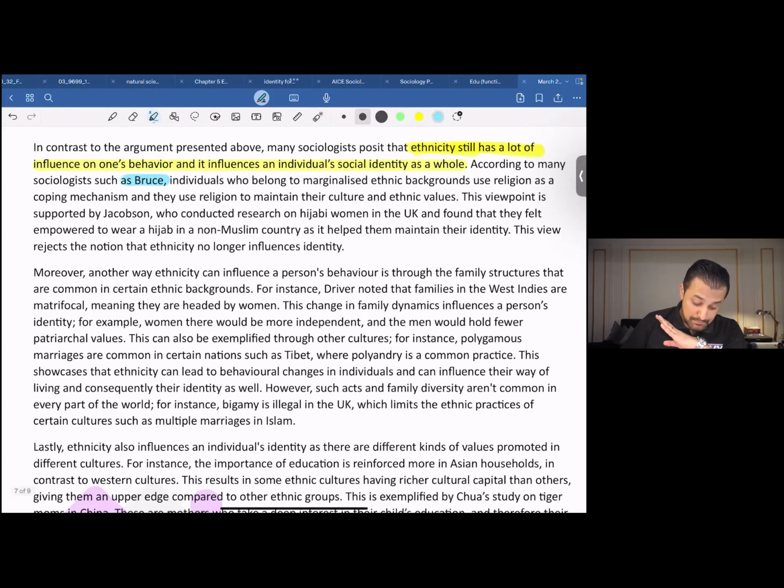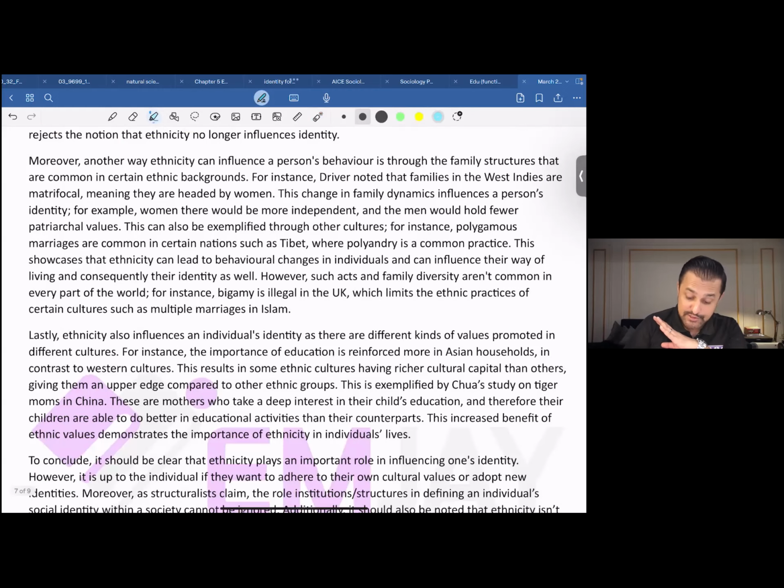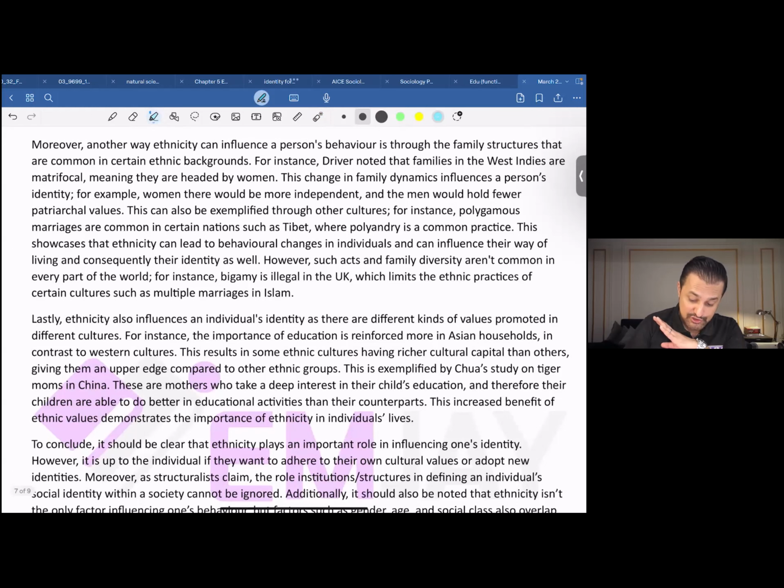Now, moreover, another way ethnicity can influence a person's behavior is through the family structure. Now, your family structure, the family dynamics, there are certain types of families that are allowed in one country, one society, one culture, and there are others that are not. For instance, in many Middle Eastern countries, or in a South Asian country like Pakistan, homosexual marriages are not allowed.